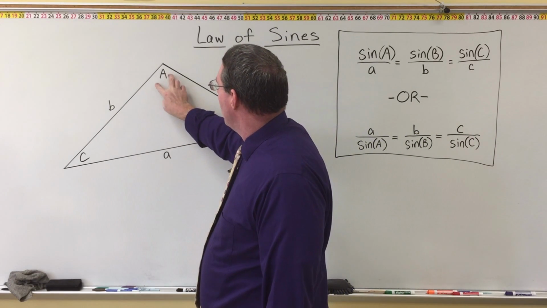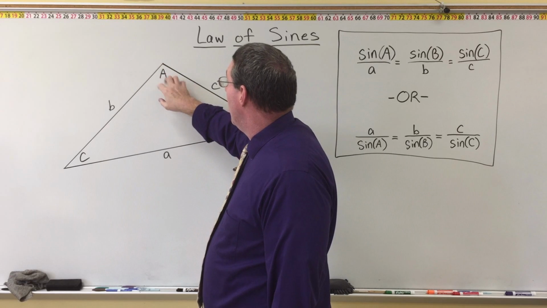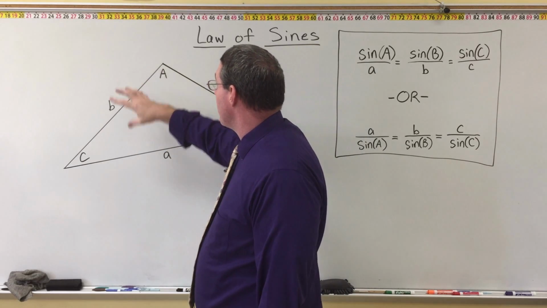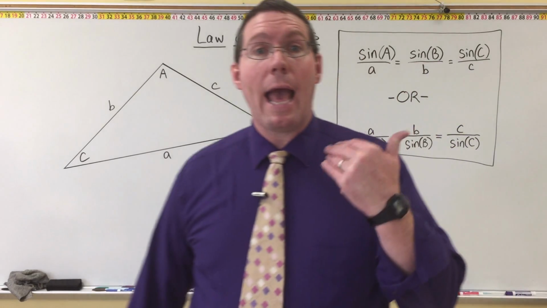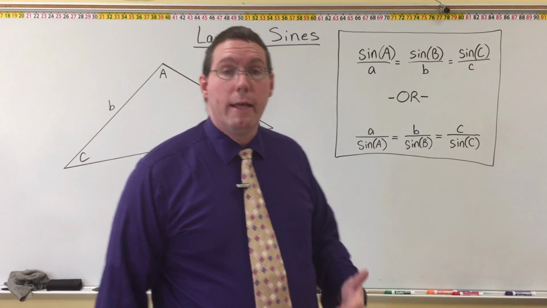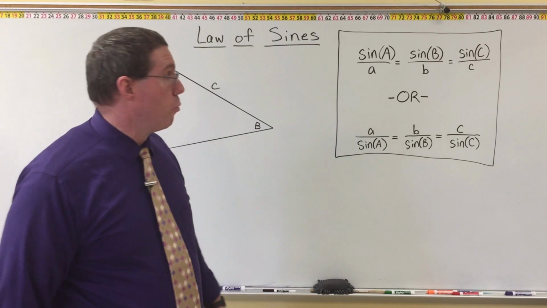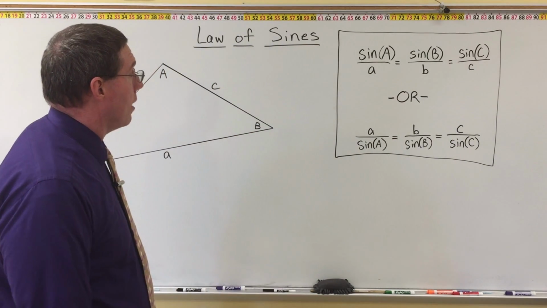So we can see here angle A is not a right angle. It's larger than a right angle. That makes this an obtuse triangle. Now, it does not have to be an obtuse triangle. It can be an acute triangle as well in order to use the law of sines.